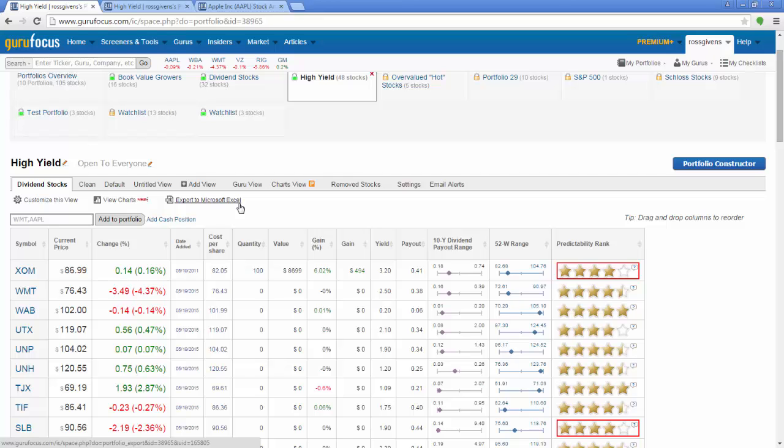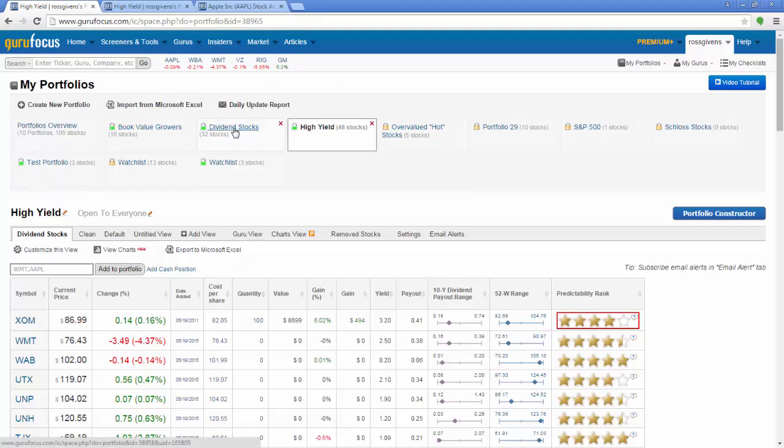And if you are a serious investor, which I assume the majority of you are, and you want to have several portfolios, you want one on dividend stocks. I've got one here for book value growers, overvalued stocks, the index, a handful of others. You can maintain as many virtual portfolios as you choose.